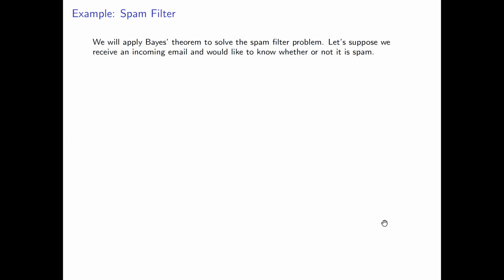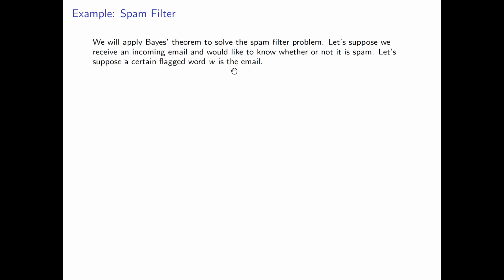So let's suppose we receive one incoming email and we want to know whether or not this email is spam. And moreover, let's suppose that there's a certain flagged word W, which we've noticed appears in the email. So I'm not considering a whole set of different words, but let's just say there's just one word W, which is a flagged, potentially spam word that has appeared in the email.